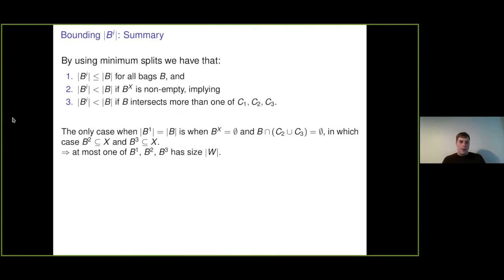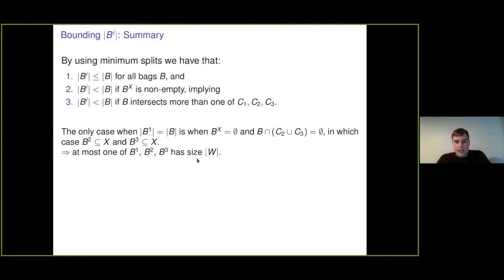Now if you look at this, the only case when some resulting bag from this construction has the same size as the original bag, and is not smaller, is when this set of fixing vertices is empty and the intersection of the bag with the other two components is empty. In this case, if B1 is this large part, then B2 and B3 are small. They must be subsets of the separator X. And so most importantly, if the original bag B has size W, then at most one of these has size W.